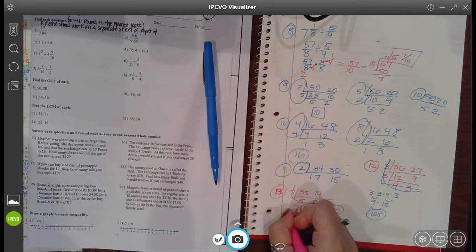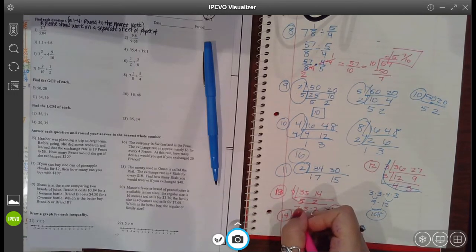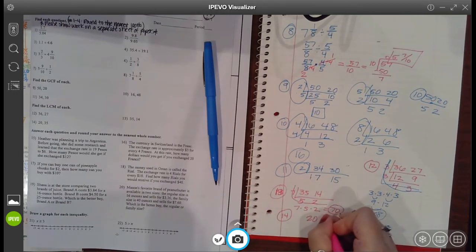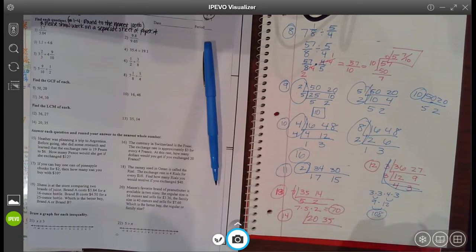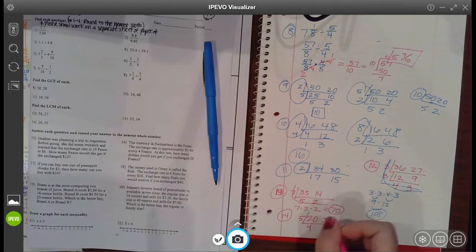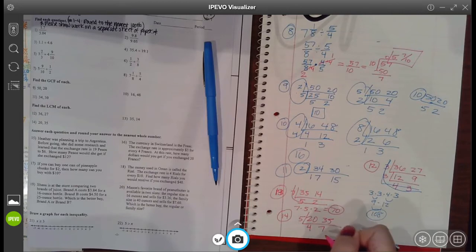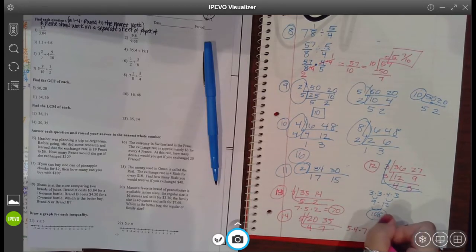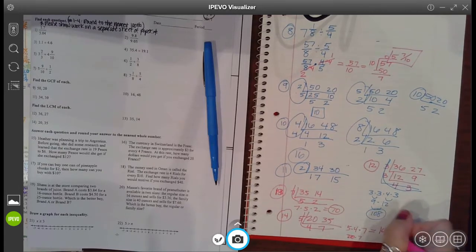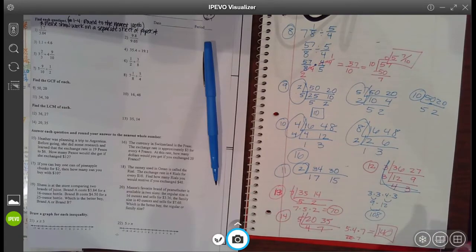Okay, 14. Try that one yourself. You got this. 20 and 35. What can go into both? 5 can. 5 times what is 20? 4. 5 times what is 35? 7. Can anything go into both 4 and 7? No. So multiply 5 times 4 times 7. Well, 5 times 4 is 20. So 20 times 7. Well, 2 times 7 is 14. Tack on that 0. You get 140.